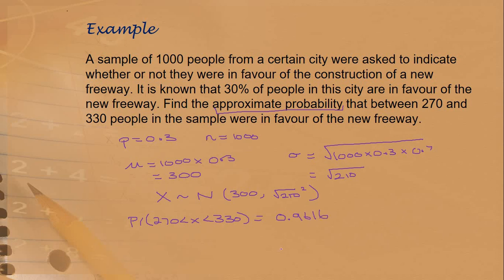So our answer here is 0.9616. Once again, how to know to do this is that the question specifically tells us to use the normal approximation. So that's it for today, and we've now finished off our normal distribution. Congratulations, and as always, let me know if you have any questions whatsoever. Thank you very much.